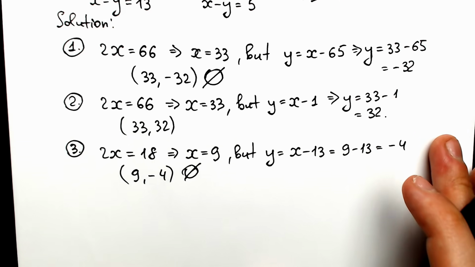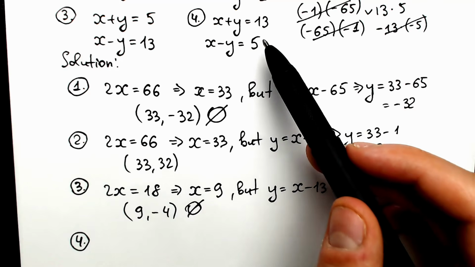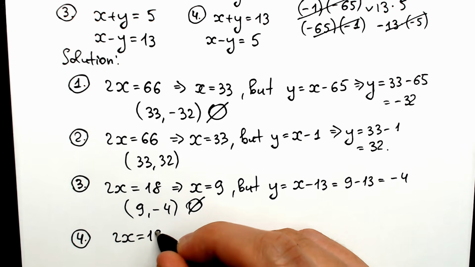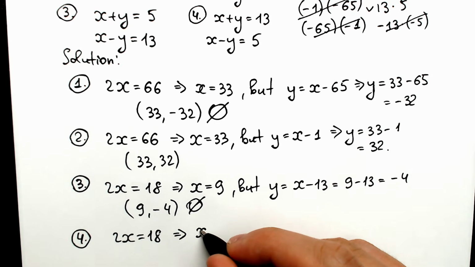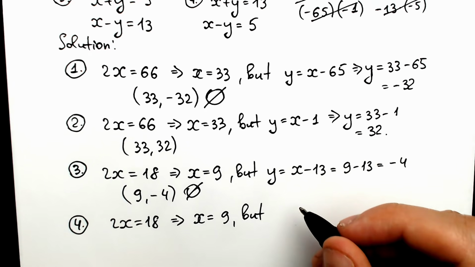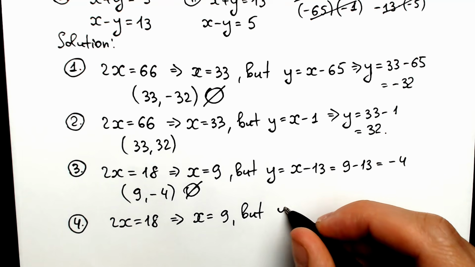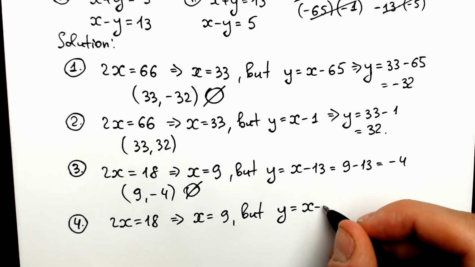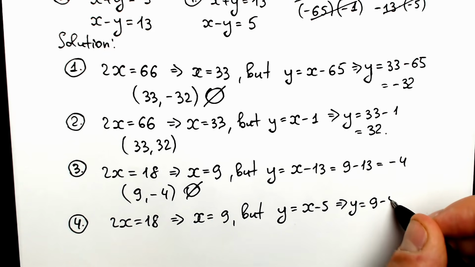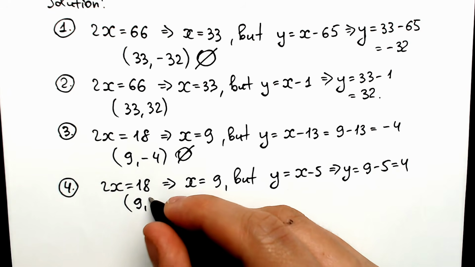And our last step, the fourth system of equations, with this one, 13 and 5, so 2x equal to 18. From here, x is equal to 9, but y, what do we have? y equal to x minus 5. So as a result, we have y equal to 9 minus 5 equal to 4. So this pair is good for us. So we have 9 and 4.